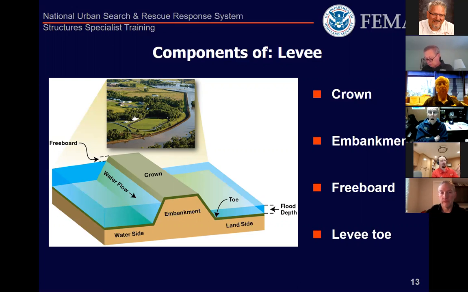And here you see, instead of calling it the crest, they're calling it the crown. And we're looking at the direction the water's flowing as towards us. The levee toe is an important identifier on this one as well, as one of the components that we want to remember for levees. Next slide.